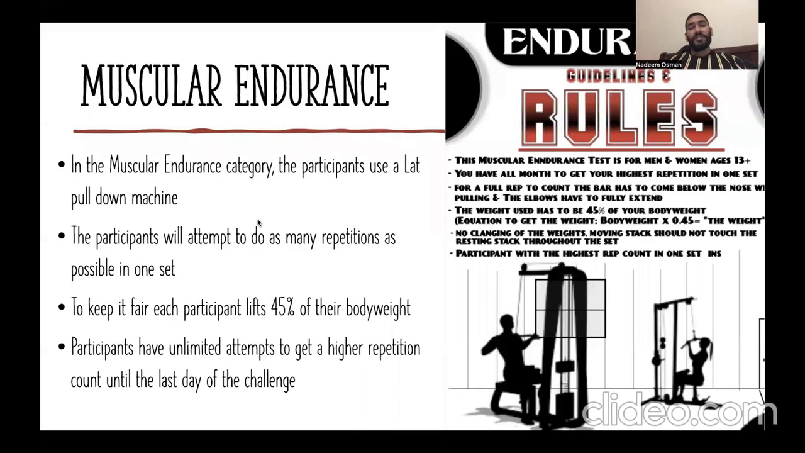So in the muscular endurance category, the participants will be using a lat pull down machine. The participants will attempt to do as many repetitions as they can in one total set. To keep it fair and level, the participants will lift 45% of their body weight.